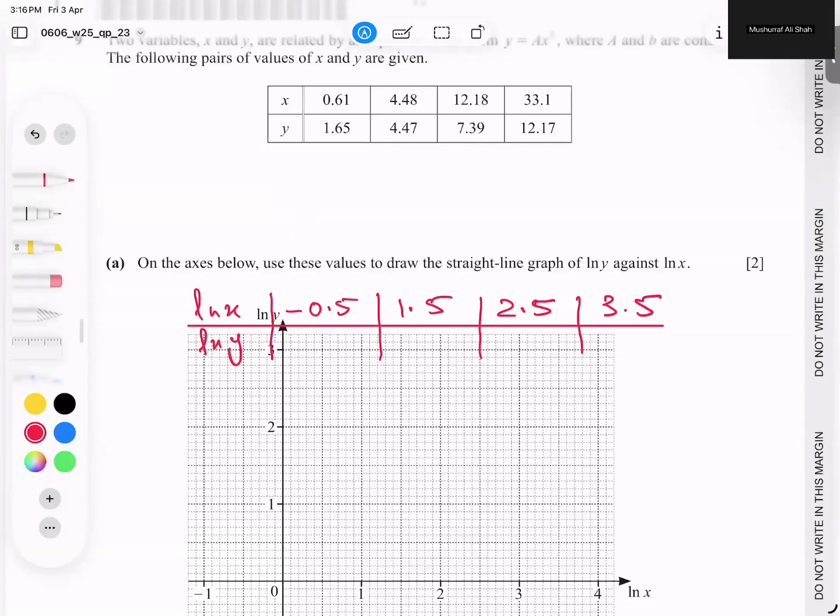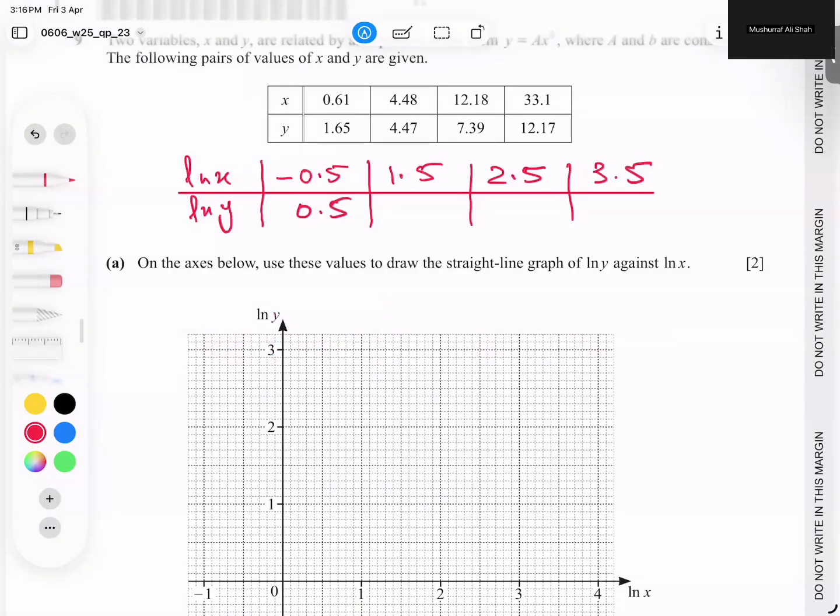So this table, I think I should make it here. ln of 4.47, I'm getting 1.5. And ln 7.39, I'm getting 2. Okay, ln 12.17, I'm getting 2.5.